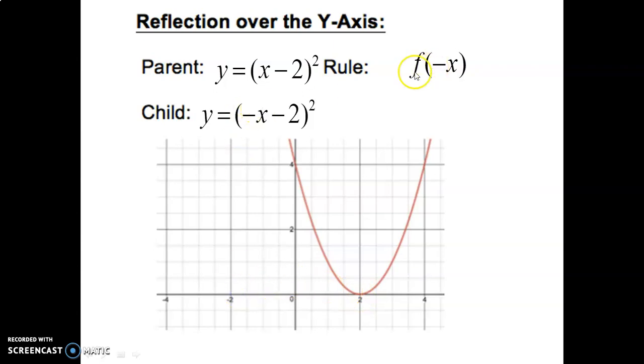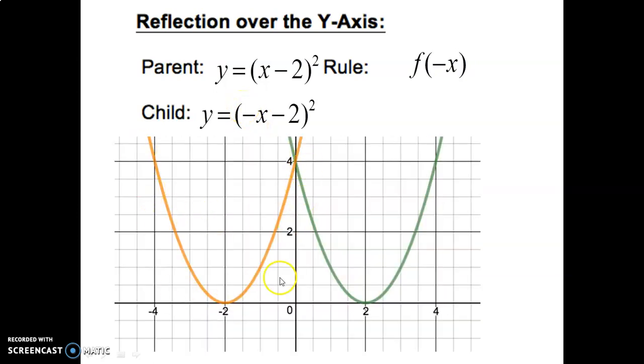So here is, first of all, that rule applied to this function. If you put a negative x in for this x, that becomes a negative x right there. And that effect is to have this graph here. Again, we've reflected over the y-axis. All the x values, for example, the vertex, and all the other ones have become negative versions of themselves.